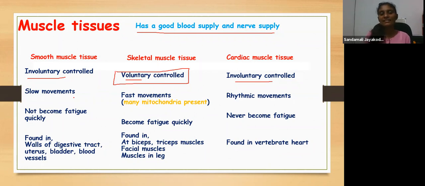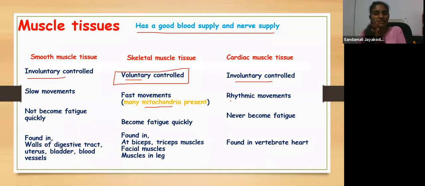And that's a slow movement. In the case of skeletal muscle tissue, we know that they do very fast movement. When we want to run, we can run because our skeletal muscle tissues can do fast movement. And due to that feature, they have many mitochondria. Because to make fast movements, they should have more energy. To produce more energy, they should have many mitochondria in those cells to do cellular respiration. So that is the reason.